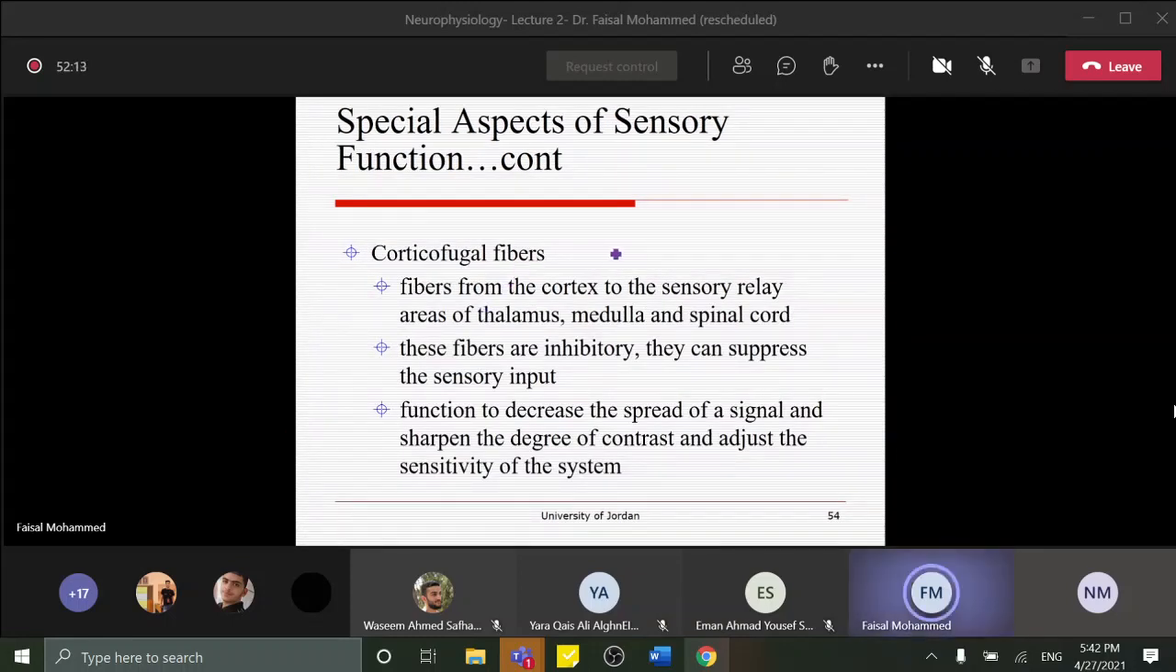Now from the cortex, some fibers go back to the receptor, from the cortex back to the sensory system, receptors or sensory afferents. This is called feedback.